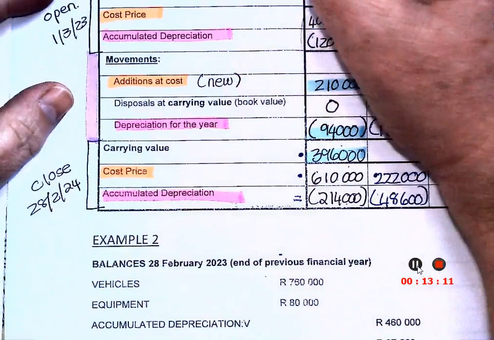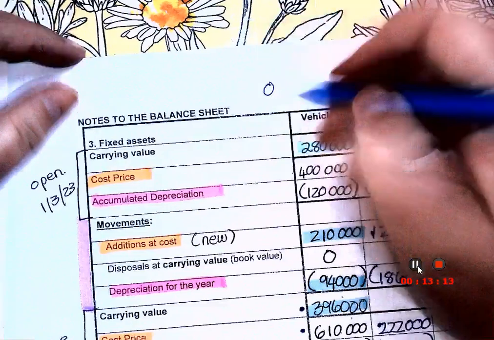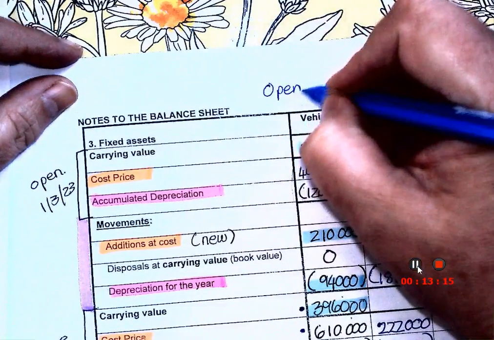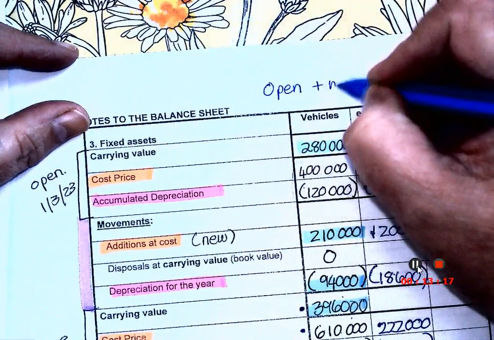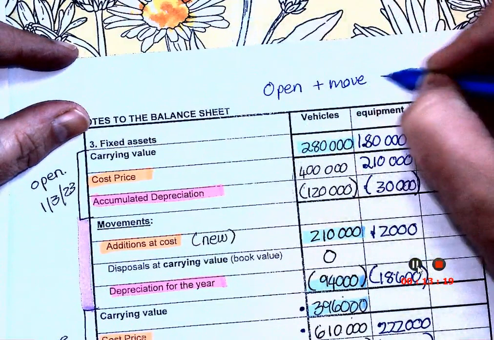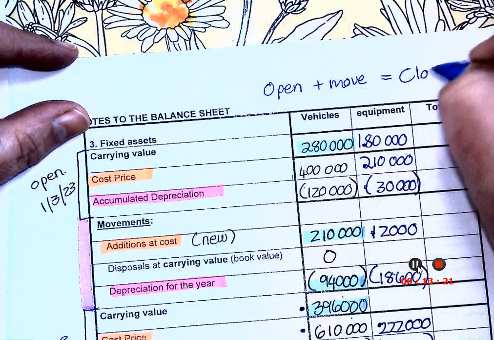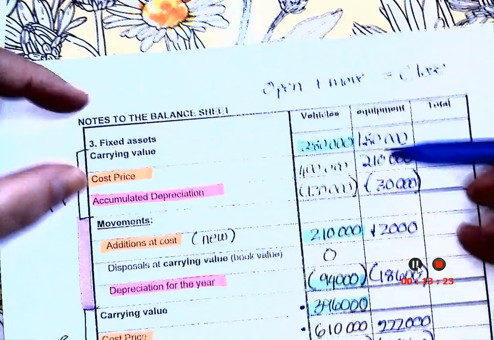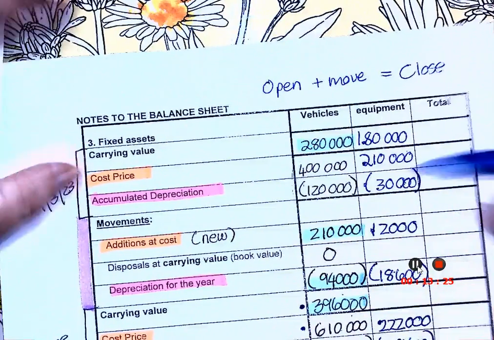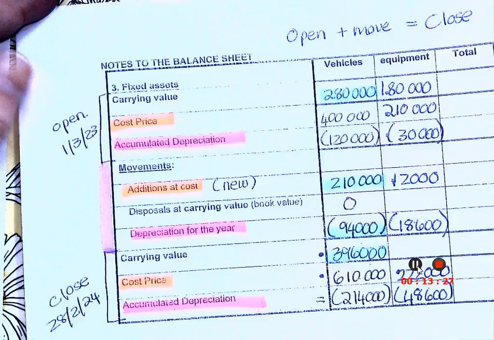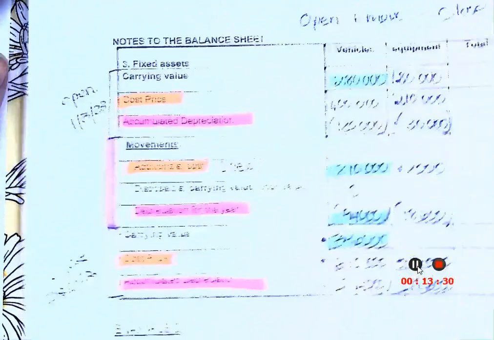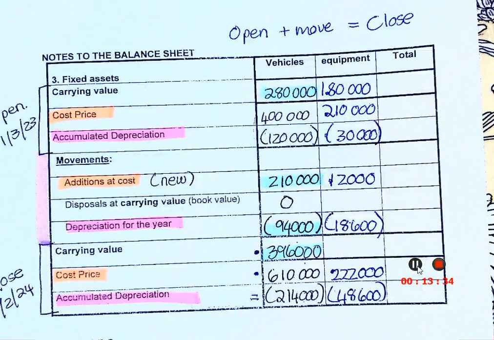Because the opening, it's every time the opening plus the movement equals the close. It's every time. For the cost price it's like that, and for the depreciation, accumulated depreciation. Does that make sense to you? Yes.